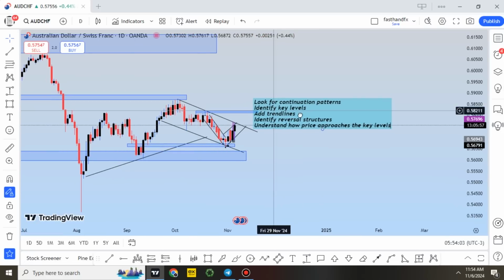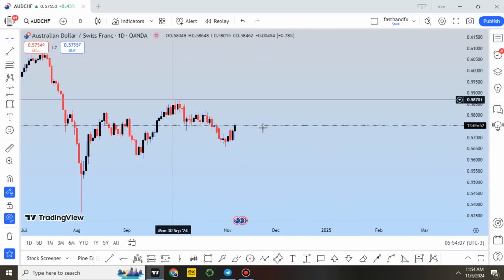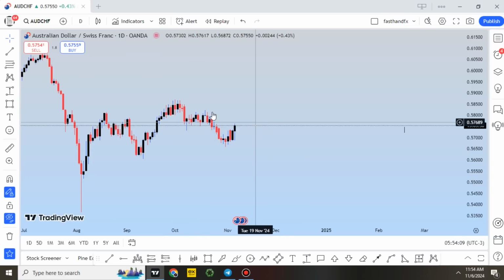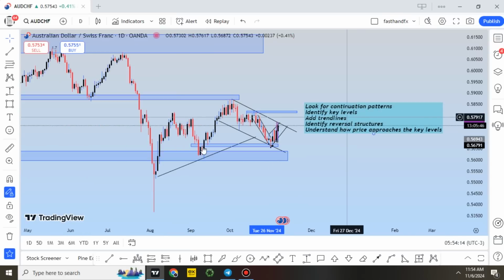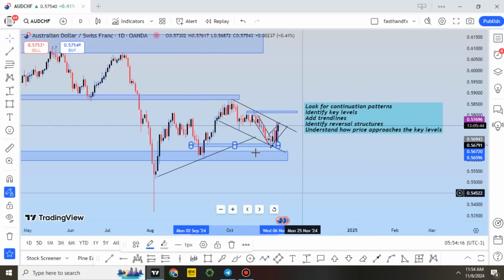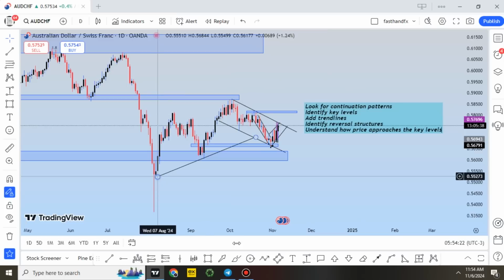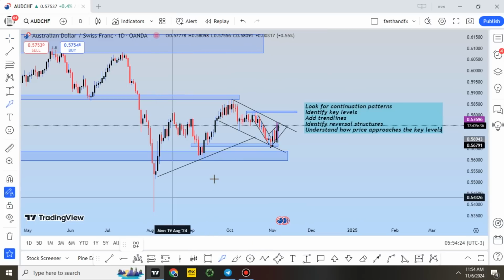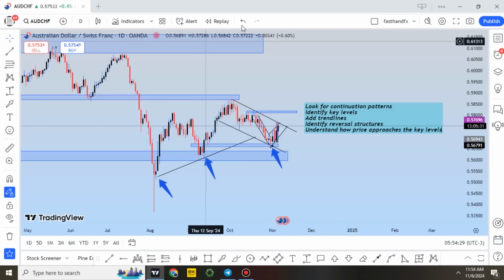First thing, like I say, look for continuation pattern. What do you see? I identify this level as a possible continuation pattern in formation, right? The next thing was identify key levels. We have this level right there. We also had another level right there. We had a red level right there. We also had this as a key level right there, right? Then I add a trendline. So you see we had a first touch right here. We had a second touch right there, and of course price had given me a third touch right there, correct?